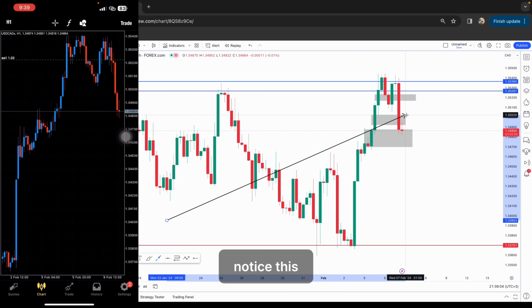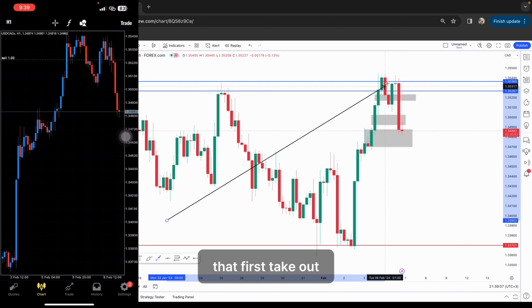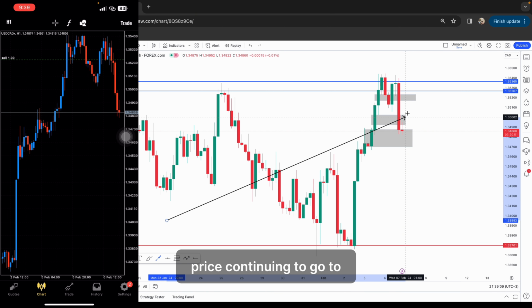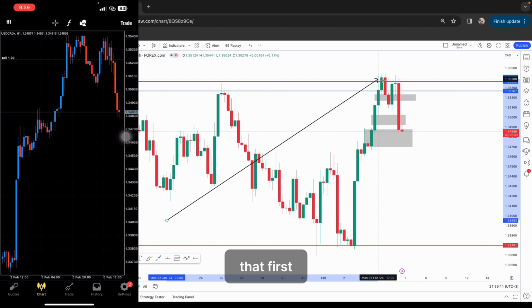Traders, I want you to notice this. Anytime you're going to have a nice move, they first have to take out people before price continues to the other side. So they first take out some people here, and price also gathers more momentum and then comes back down the side.